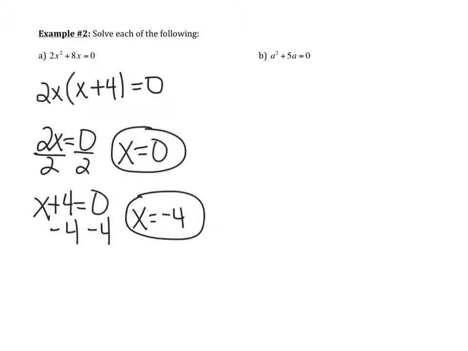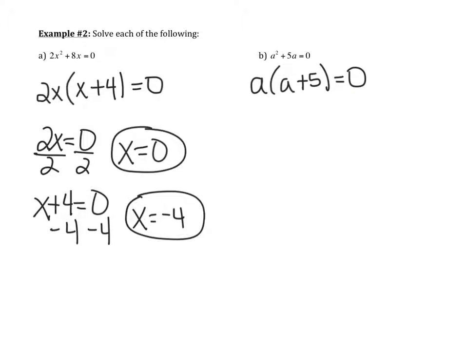So in this case, our greatest common factor is just going to be a variable. So if I have a squared here and a here, the smallest power is just a. So I'm going to take an a out, and I'm going to multiply by what's left over. So think about it like this. a times what would give me a squared? a times a would give me a squared. Next, a times what would give me 5a? So I would just need a 5. Set it equal to 0.